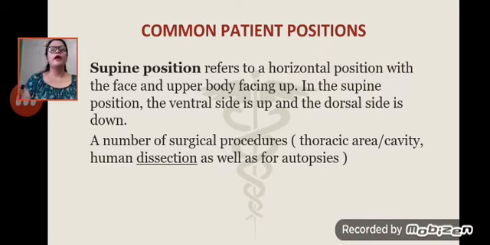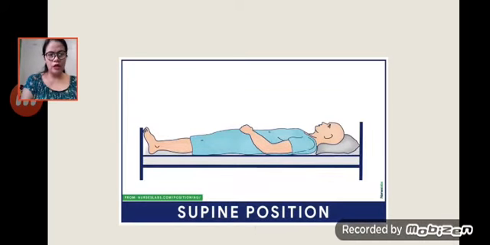Okay. Then a number of surgical procedures are performed in this kind of supine position. And what are those? Of course, if you will be exposing the thoracic area or the thoracic cavity, and if the examiner or the physician will be doing some human dissection and even some autopsies, this supine position is very much applicable. Then what else? So this is the picture or the visual presentation of the supine position. So just flat, okay?